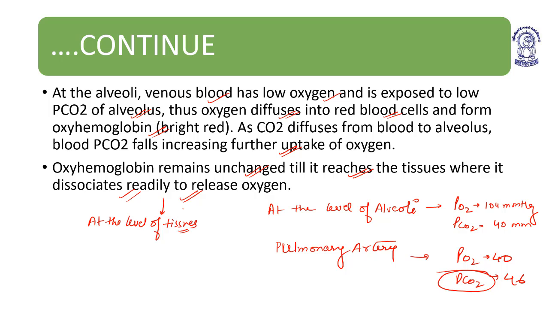There is no change. But when it comes down to the level of capillaries, all of the oxygen is basically given out to the venules and veins. Only 5 ml per 100 ml of oxygen is transported. So oxyhemoglobin remains unchanged till it reaches the tissue where it dissociates readily to release oxygen, because at the level of tissues the partial pressure of CO2 is very high in comparison to the partial pressure of O2. Okay, is that understood?